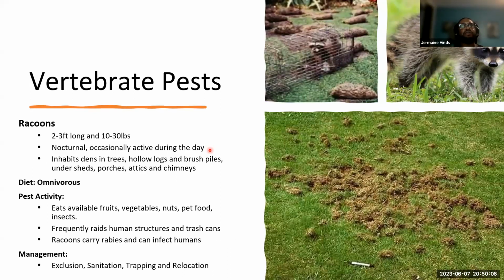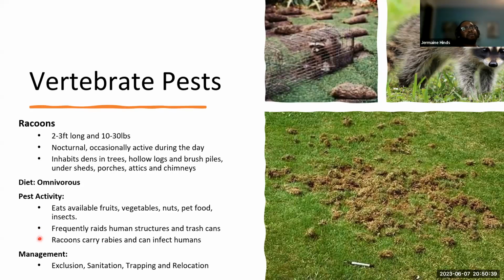You also have your raccoons. So between 2 to 3 feet and 10 to 30 pounds. These are nocturnal pests. They typically inhabit burrows, dens, abandoned structures, under porches. They're also omnivorous. They eat a wide variety of fruit, vegetables, pet food, nuts. They eat insects, but they also frequently raid human structures. So, probably all of you have seen a raccoon in your trash can, or a possum or something like that, hop out of your trash can.